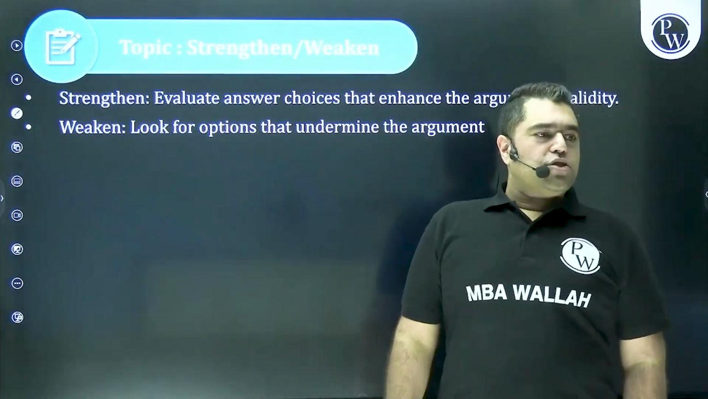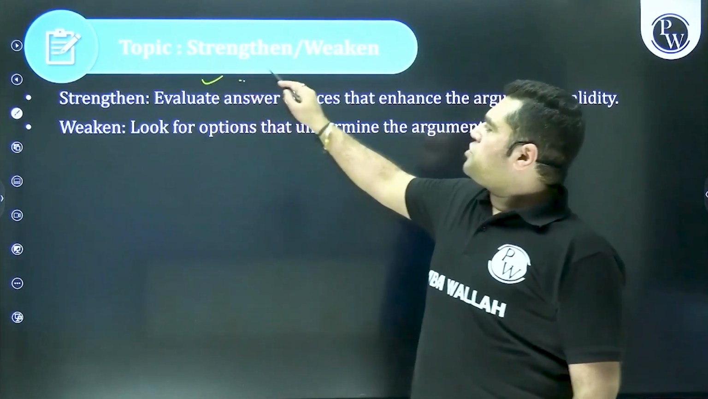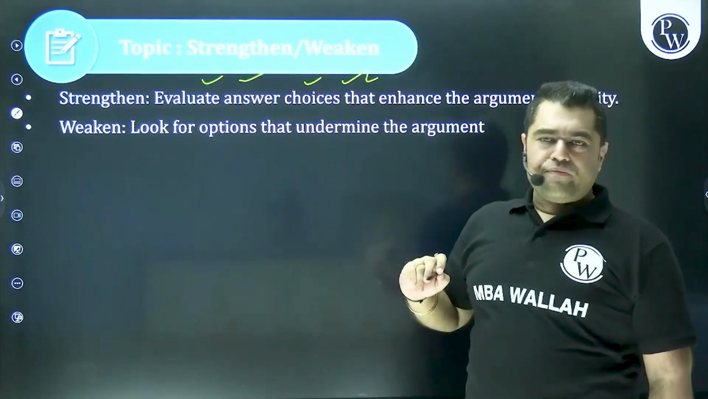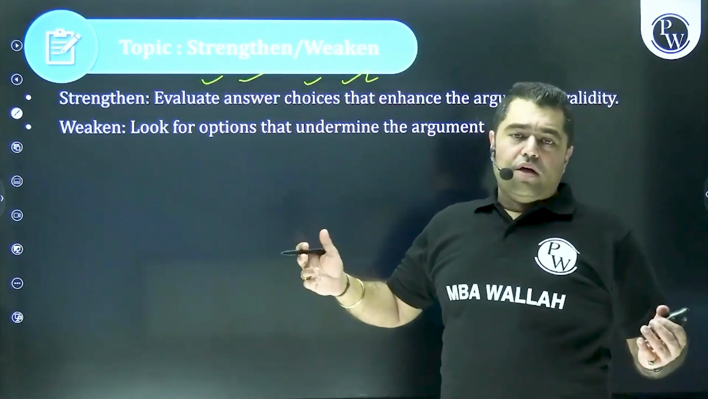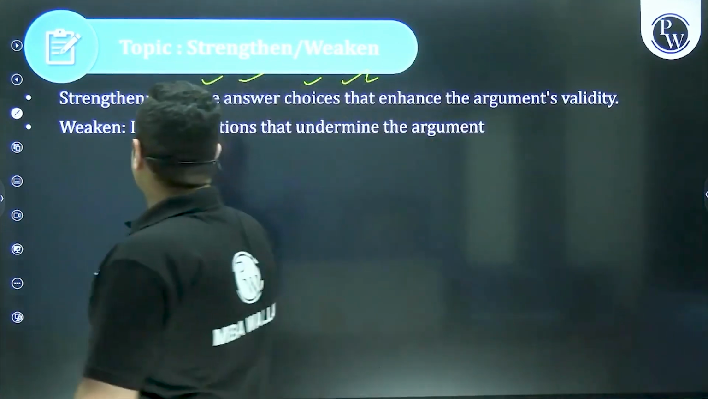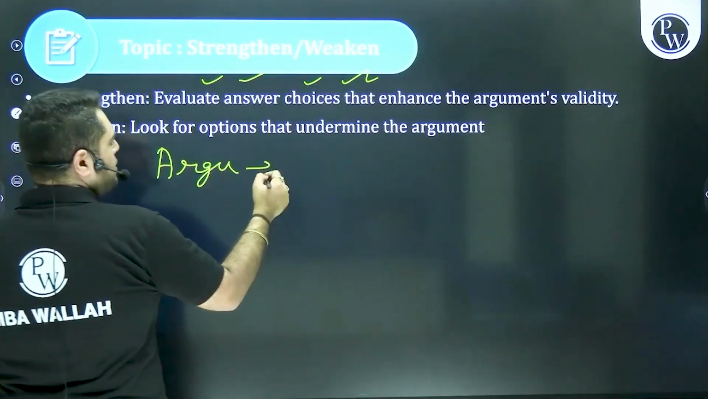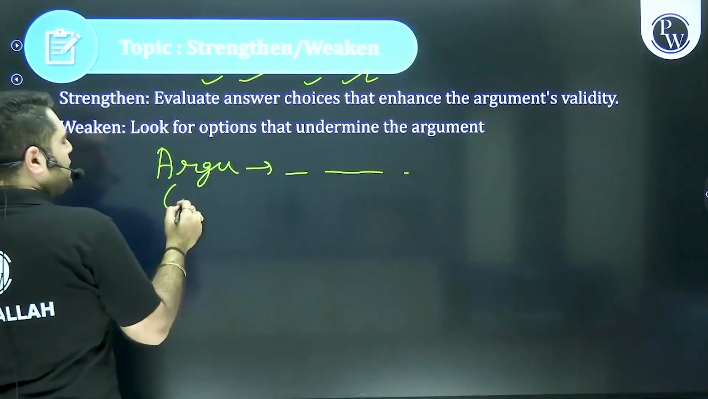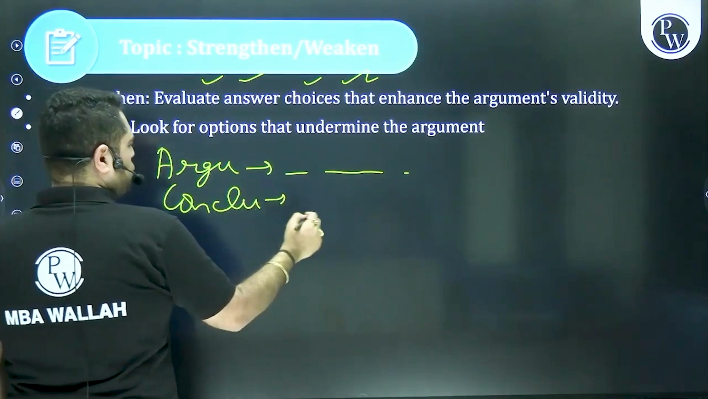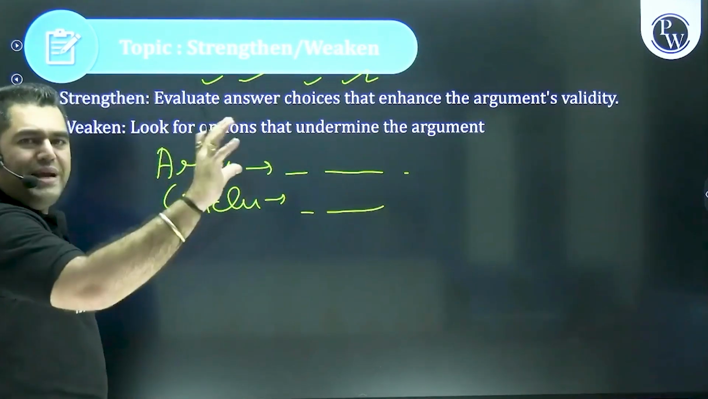So the first type is 100% strengthen or weaken. All right, strengthen means what? So how will the format of the question be? You will be given an argument, which will be something. You will be given, based on that, a conclusion, which will be something. This will be your passage.